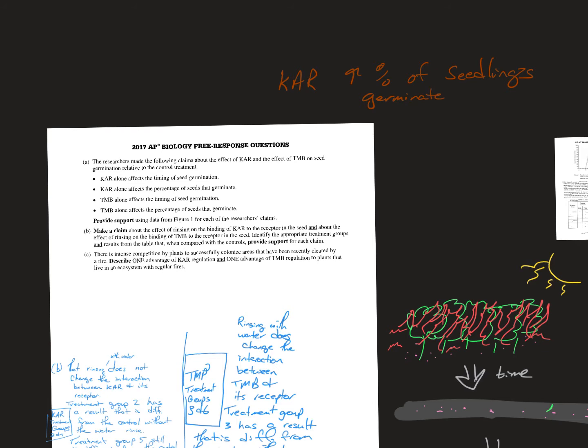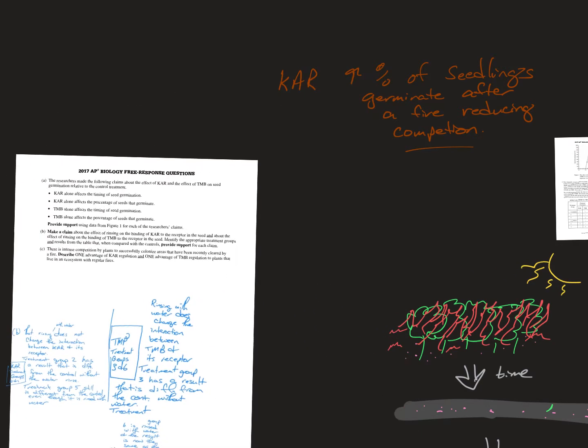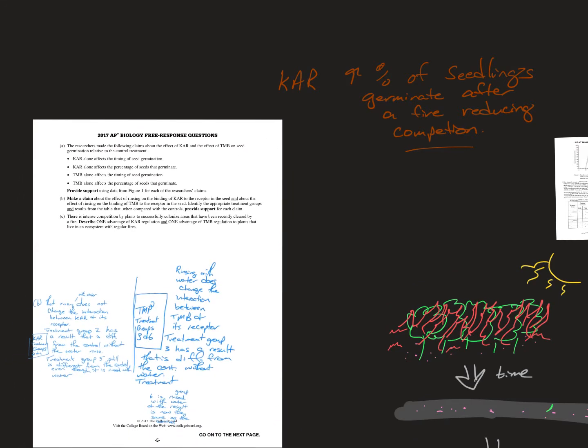And faster. But germinate after a fire, reducing competition since there's nothing left. Right? There's no competitors left because everything's been burned away. That's the whole point, right? So that's the advantage. Cars only produce when there's a fire.